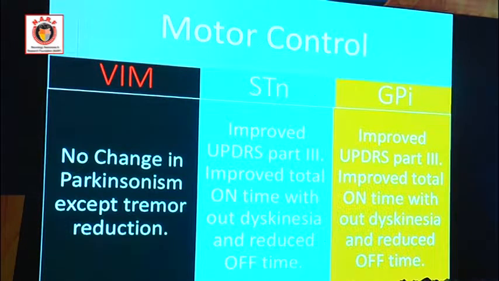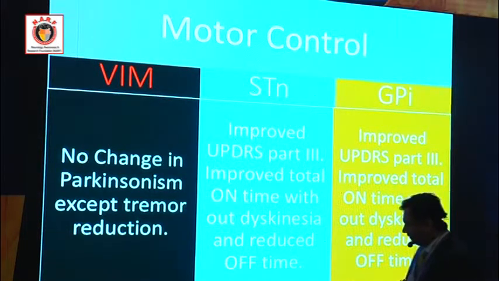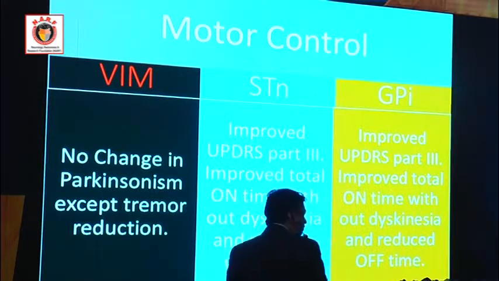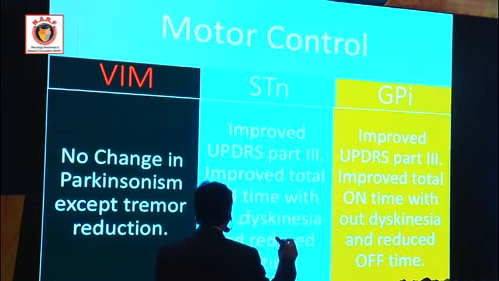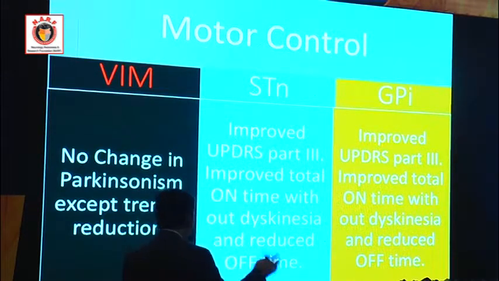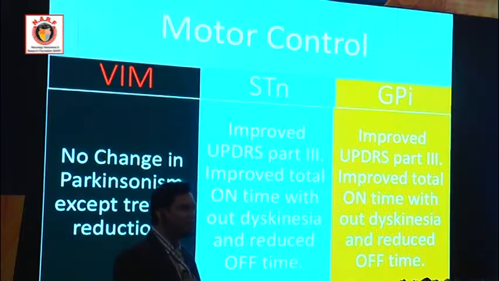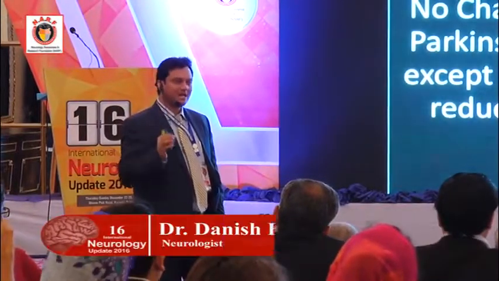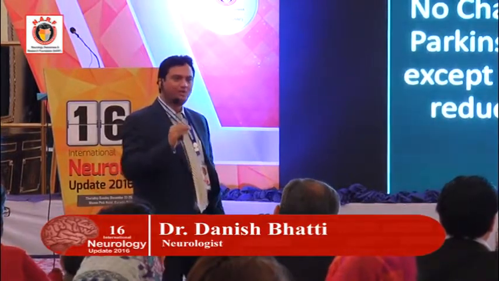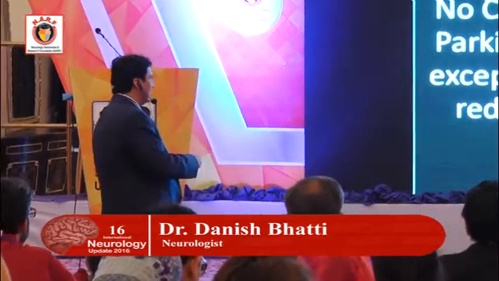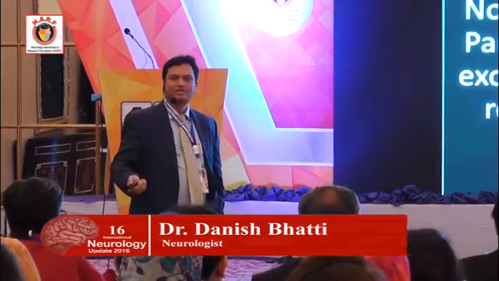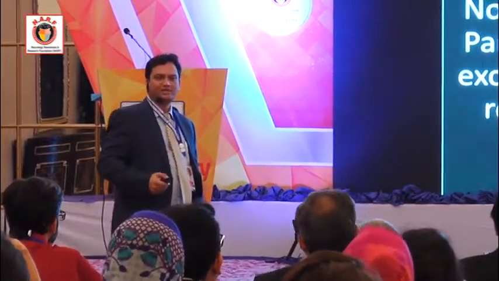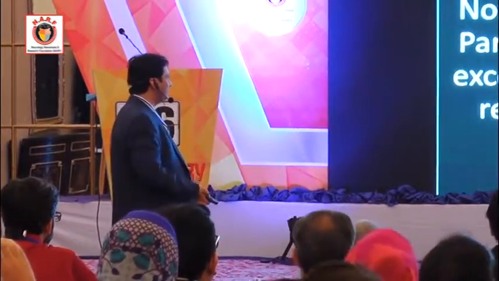How are they different, and what's better in what? So, motor control. VIM: no changes in Parkinsonism except tremor control. It can control Parkinsonian tremor. However, it will not control anything else. STN and GPI are both equally effective. They will improve the on time without dyskinesia. They will improve the UPDRS part 3.